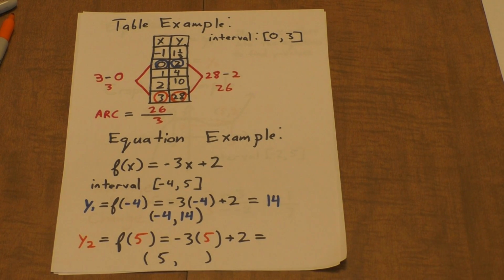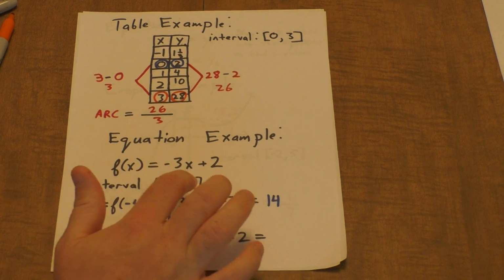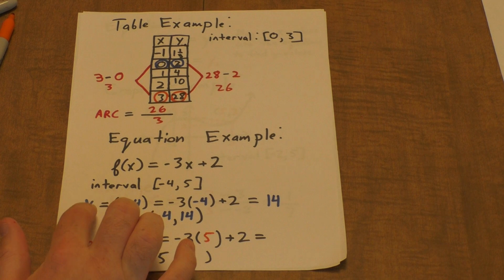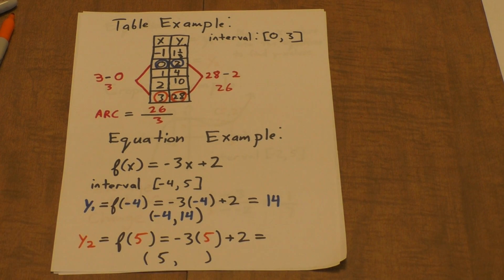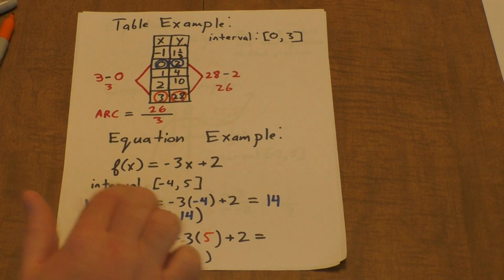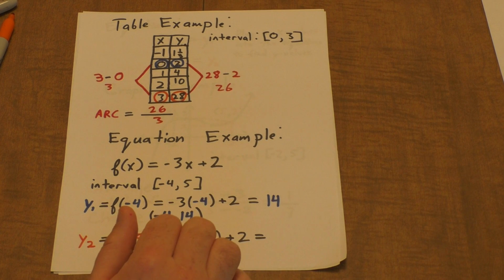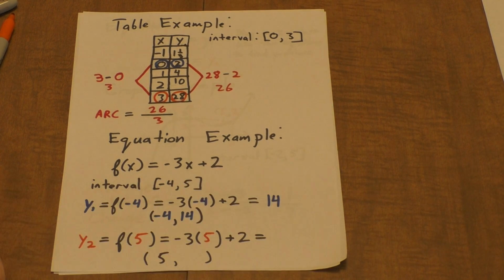Finally, here's an equation example. And this is a little more difficult. So we have our function here. f of x equals negative 3x plus 2. We want the interval negative 4 to 5. Okay? So I want to find y sub 1. So what is the output when x is negative 4? So we plug in negative 4. Negative 3 times negative 4, that's 12 plus 2 is 14.